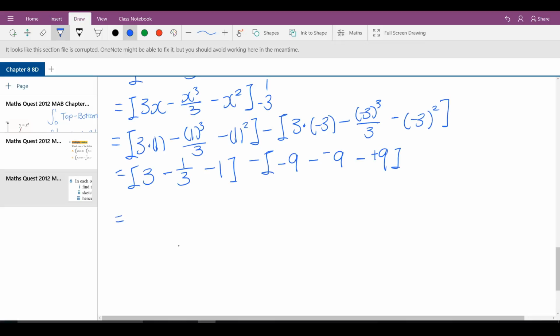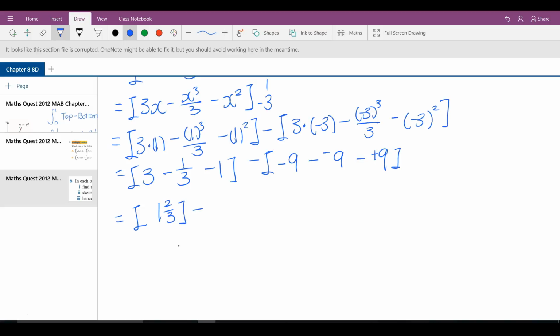So let's see here. So 3 minus 1 is 2. 2 minus 1/3 is, what is it? 2 minus 1/3. Come on, guys. I know you guys kind of answer me, but don't pull your calculator out, okay? So 2 minus 1/3 is 1 2/3.